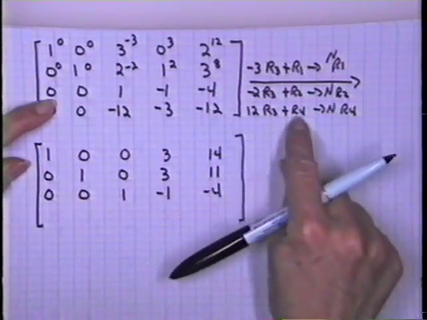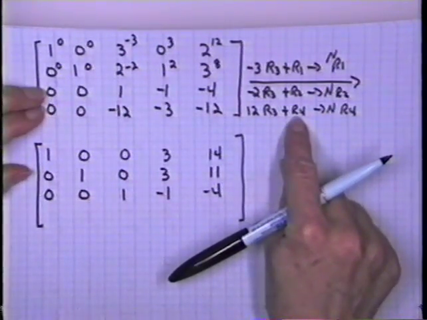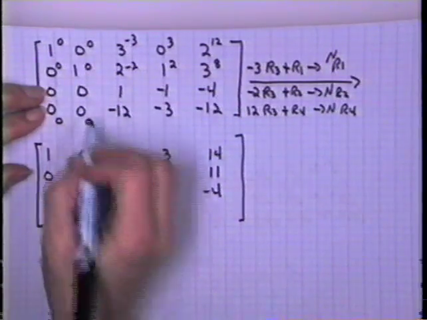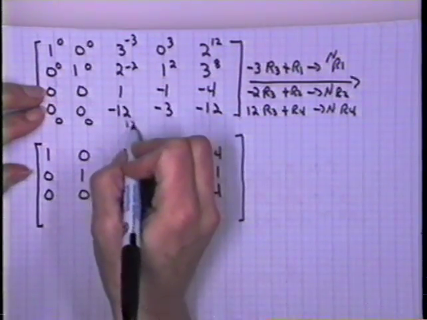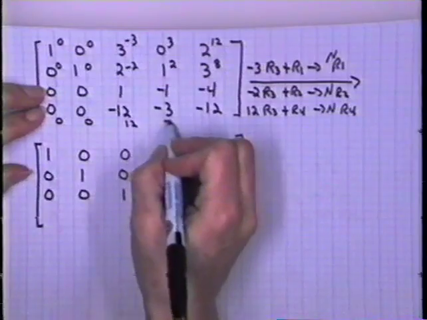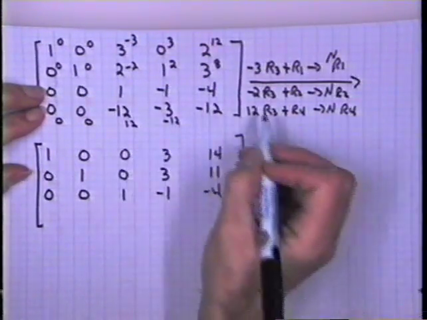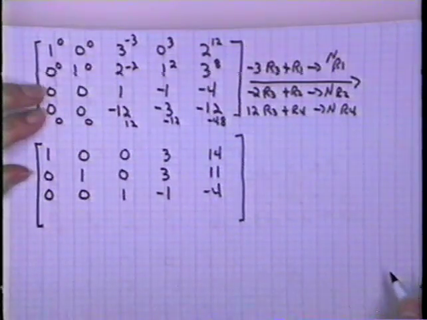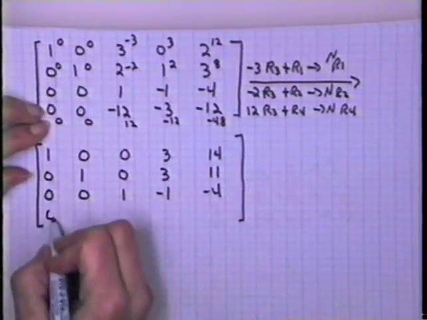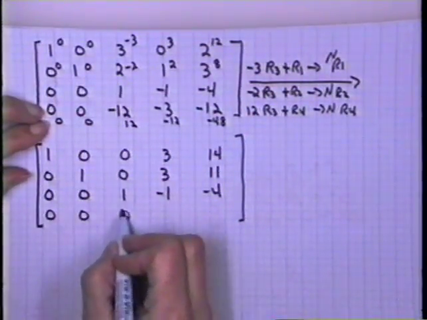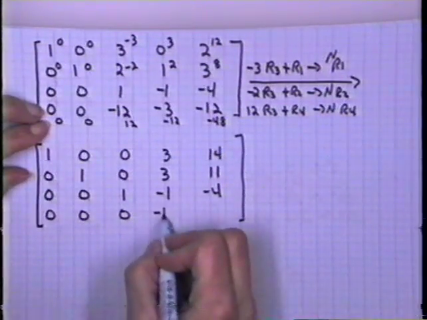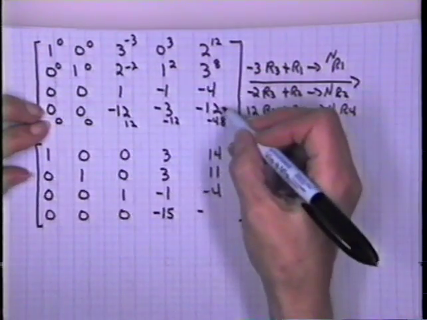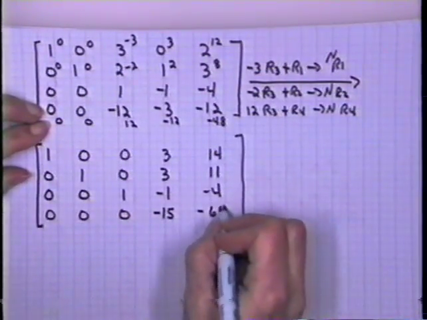And then finally, we're going to change row 4. We're going to take row 3 and multiply by 12. So 12 times my zeros are 0. 12 times 1 is 12. 12 times negative 1 is negative 12. 12 times negative 4 is negative 48. Now let's add. I get 0, 0, 0. This is going to be a negative 15. And let's see, negative 8, 9, 10, that's 60, isn't it? Negative 60.